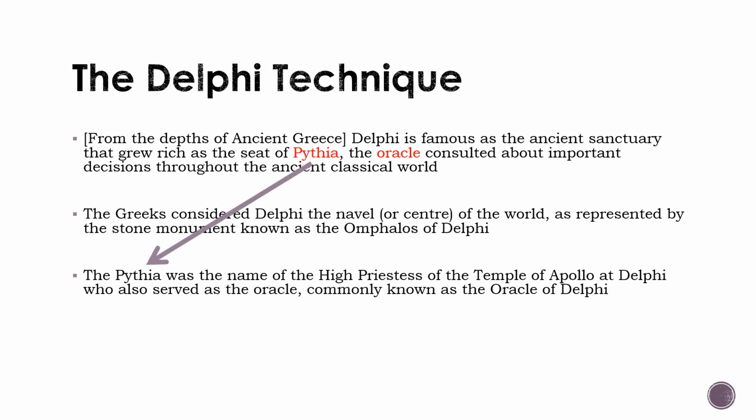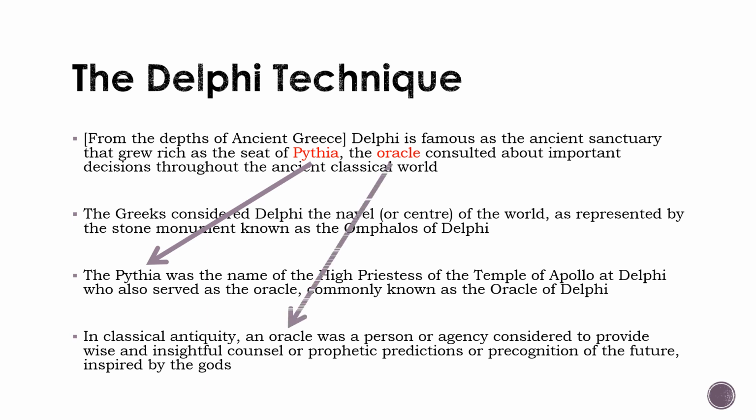Now let's talk about oracle. So this was commonly known as the Oracle of Delphi. What is an oracle? So in classical antiquity, an oracle was a person or agency considered to provide wise and insightful counsel or prophetic predictions or precognition of the future, inspired by the gods themselves. So that's a bit of history about what this word Delphi really means, right?